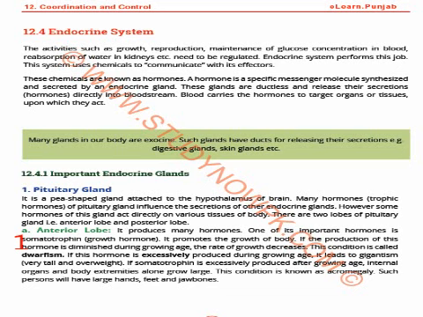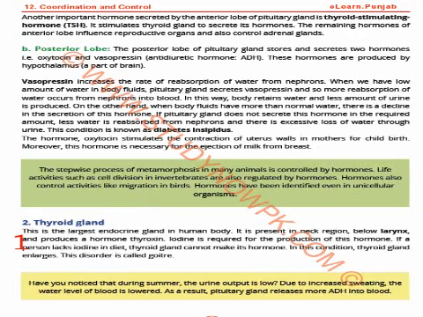Now come to the next page. Another important hormone secreted by the anterior lobe. First we were talking about the first hormone, which was somatotropin. Now the second hormone is TSH, thyroid stimulating hormone. This is the second one. This thyroid stimulating hormone stimulates the thyroid gland to secrete its hormone.